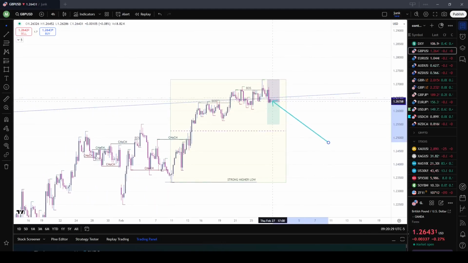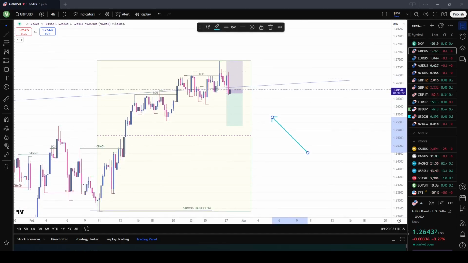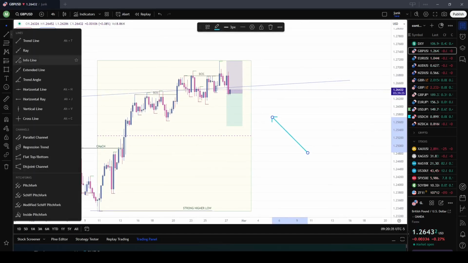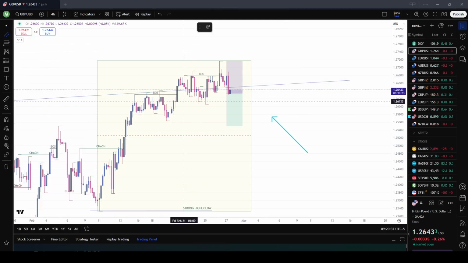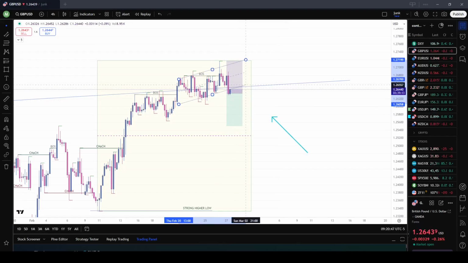As you can see, I did take a sell due to the fact that the channel has broken down, or is likely to break down. That's what I put on the chart yesterday. Taking the sell, expecting the lows to be taken out. Expecting the lows to be taken out under here.